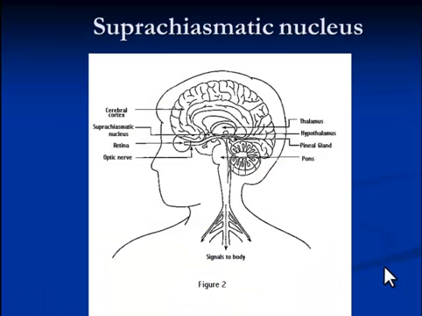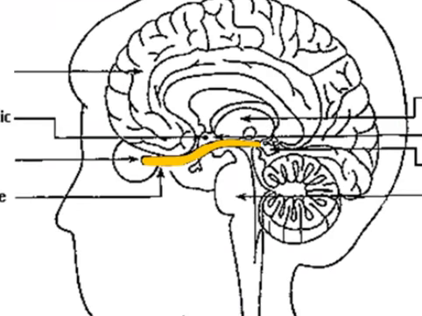So let's look at a few things that help to set our daily cycles. The first one I'd like you to know is called the suprachiasmatic nucleus. The suprachiasmatic nucleus is part of the hypothalamus, and it's just above the optic chiasm, where the optic nerve crosses over. So it's supra above, chiasmatic. And there it is right there, suprachiasmatic nucleus.